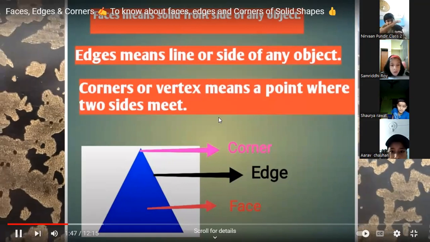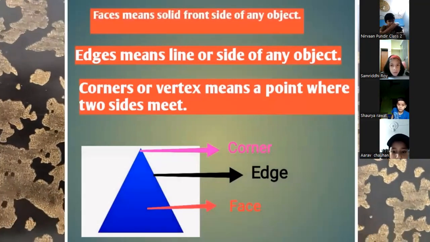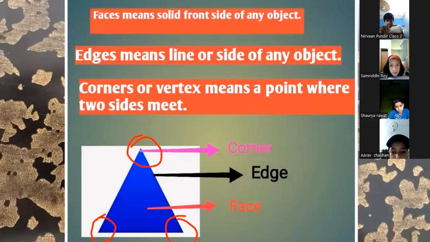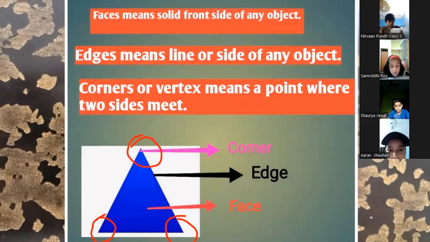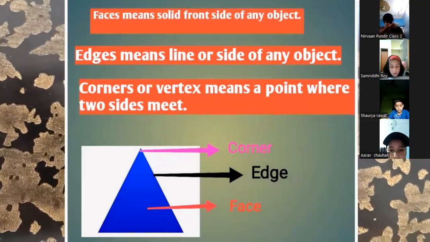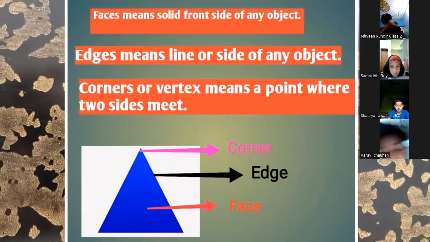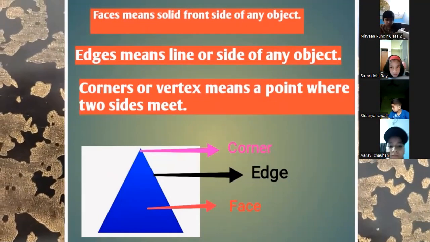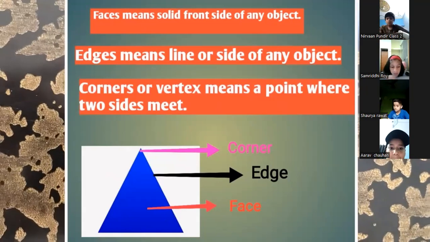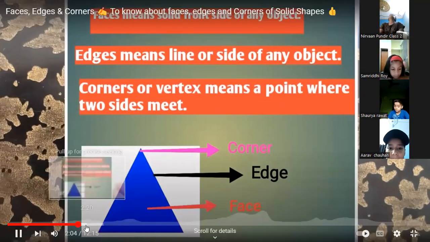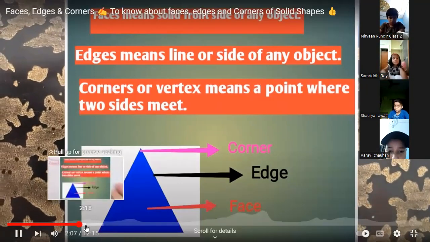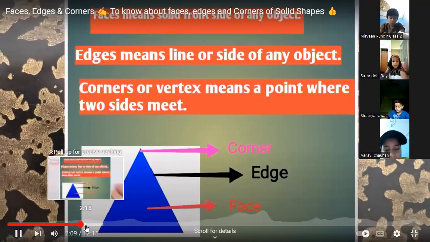Corner means a point where two lines meet. जहाँ पे भी two lines meet करती है, two sides meet करती है, any line or side. They join. When they meet at a point, they form a corner. Corner is also called vertex. Sometimes there are vertices. Vertices means plural form of vertex.